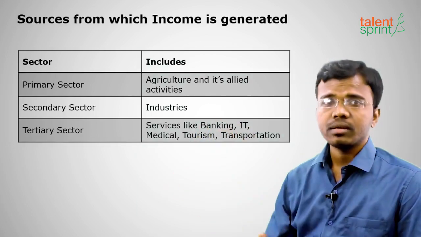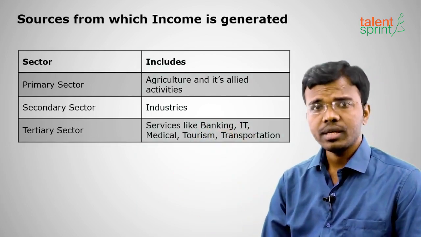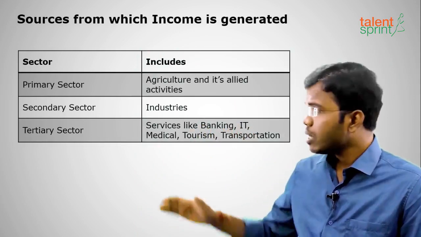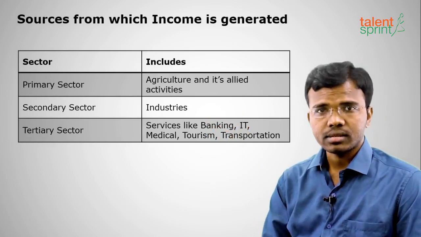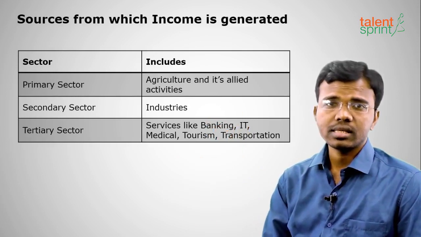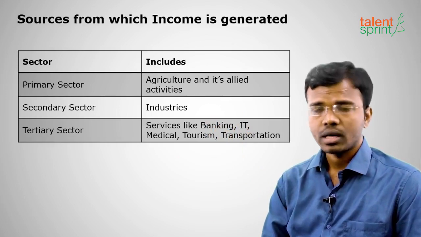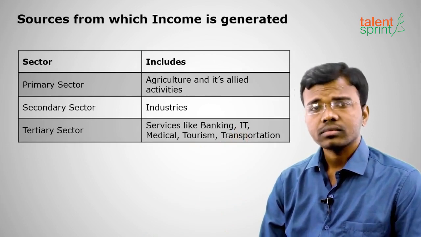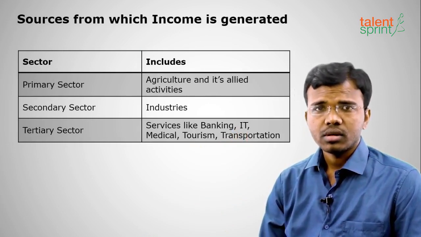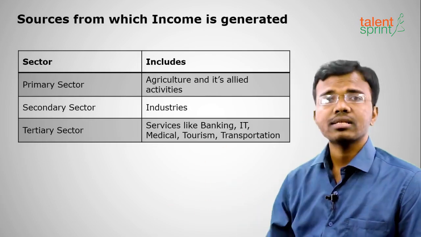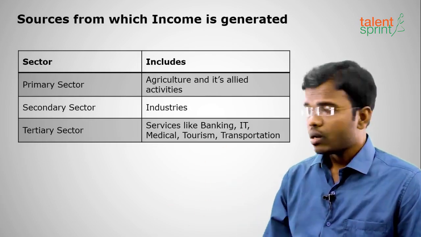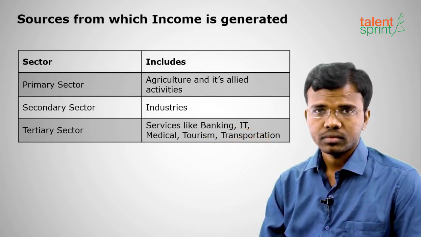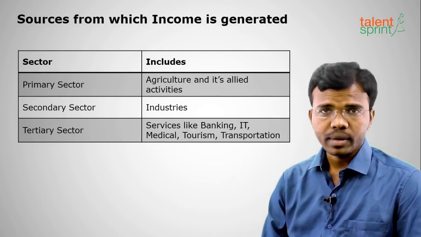So what do you mean by primary? Primary means first. That means these people touch the raw material first. Who are those people? Agriculture and its allied activities. What do you mean by agriculture? Agriculture is the science of cultivation of soil. Allied activities means related to agriculture, like animal husbandry, poultry, fishing, dairy. Mining also comes under the primary sector because they touch the raw material first. That's why they come under the primary sector.